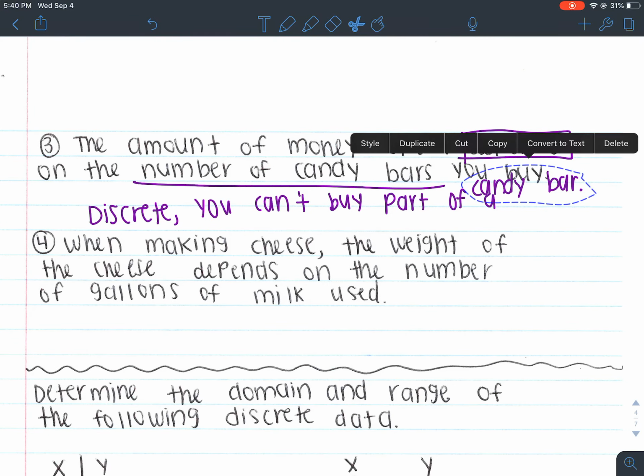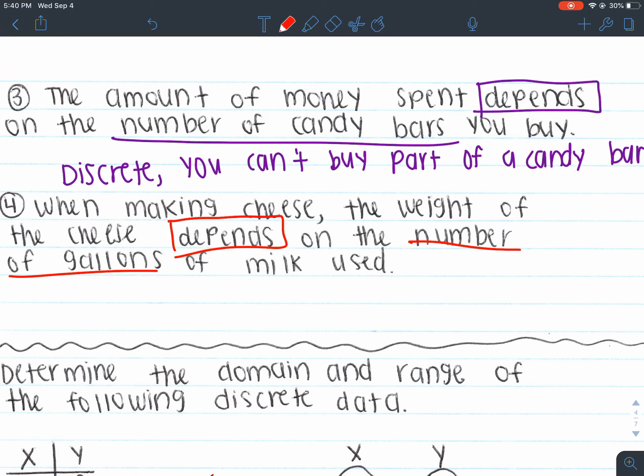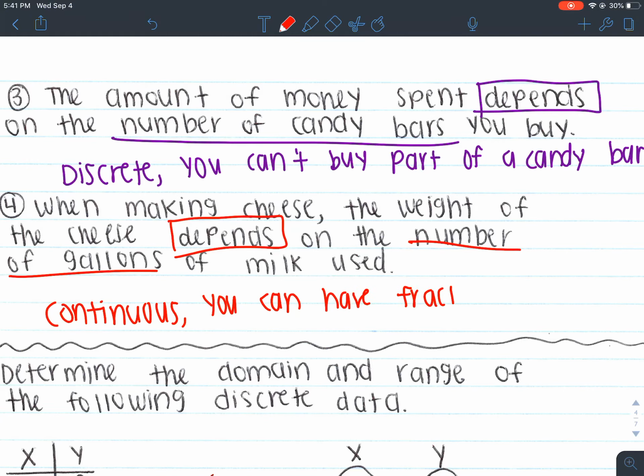All right. And then the last example is when making cheese. The weight of cheese depends on the number of gallons used. So when you're at the gas station pumping gas and there are numbers telling you how many gallons you're putting into your car, it doesn't say you can only put in 5 gallons or 4 gallons. You put in a bunch of random parts of gallons. So you could have 6.33 gallons, 6.278 gallons. You can have bits and pieces of gallons. You can have half a gallon, a quarter of a gallon, 1/18 of a gallon. So gallons can be split up, which means this is continuous because you can have fractions of a gallon.